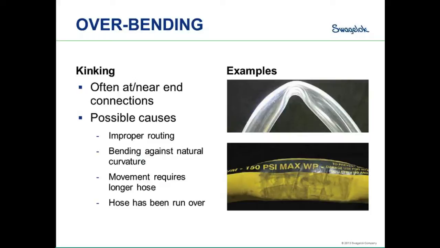Now, expanding on that, hoses that are overbent will then kink. This is the point where the reinforced tube collapses. This disrupts the system flow and also jeopardizes the integrity of the product, which then could cause a catastrophic failure.